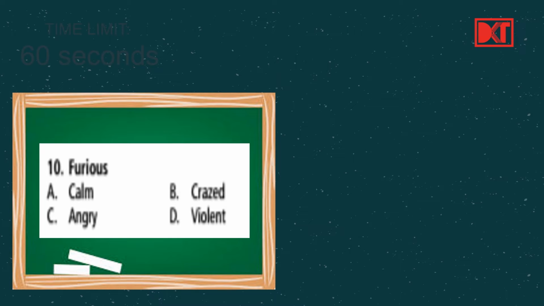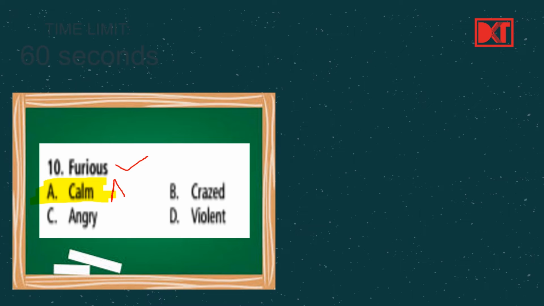Alright, so the next word is furious. Here the options are A. Calm, B. Crazed, C. Angry, D. Violent. Now here the antonym, pretty easy, is A. Calm. Furious means someone who's really angry, full of a lot of anger. That's furious. And calm, someone's at peace.